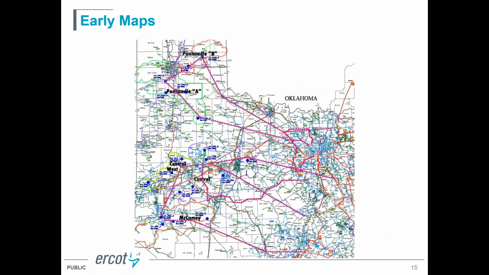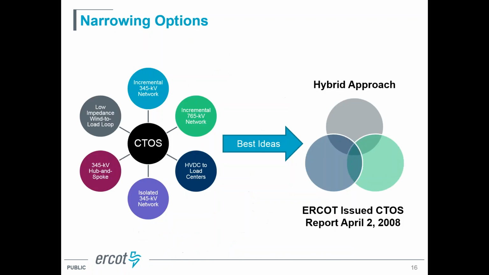We had another option here, and the concept was that you would have a separate 345 kV system, in this case the purple lines are 345 kV, that was not connected to the existing system on the western part of the state, but that would be just used to move that wind power from the western part of the state to the eastern part of the state, and really only has connections to the existing grid on the eastern part of the state. So these are a couple of the early concepts that we had.